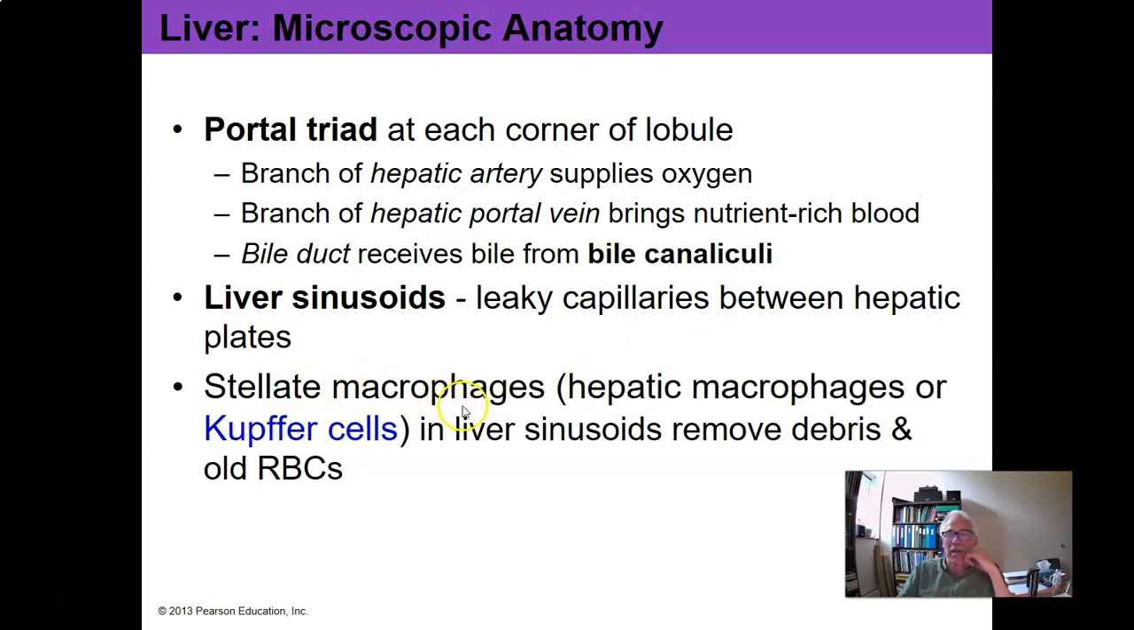Also, those sinusoids have lots of fixed macrophages. They stay in the liver. They're called Kupffer cells. And those are the macrophages we've been talking about many times that purge things out of the blood, such as complement-coated antigens, opsonized antigens gobbled up by Kupffer cells, and hunks of fibrin during fibrinolysis as we break down blood clots. Any kind of debris, dead bacteria and so forth, anything in the circulation that is debris will be cleared by the Kupffer cells. Old, worn red blood cells, yes. The spleen and the liver recycle those red blood cells.